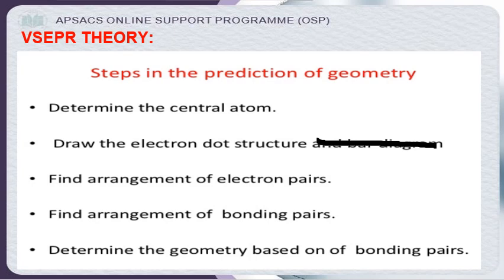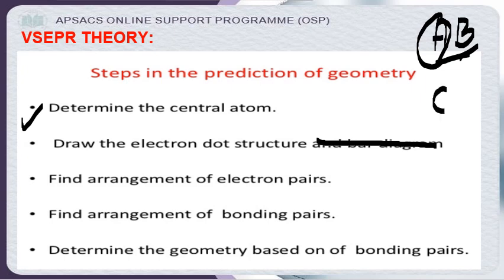Now here some steps are given for the prediction of the geometry. First of all, there is the determination of the central atom, that is, which atom within a molecule will be the central atom. As I told you earlier, it is represented in general as AB type. A is the central atom while B is the atom attached to the central atom, right? If I consider CH4, here you can see C is the central atom which has a number of other atoms attached to it. So this one is termed the central atom.